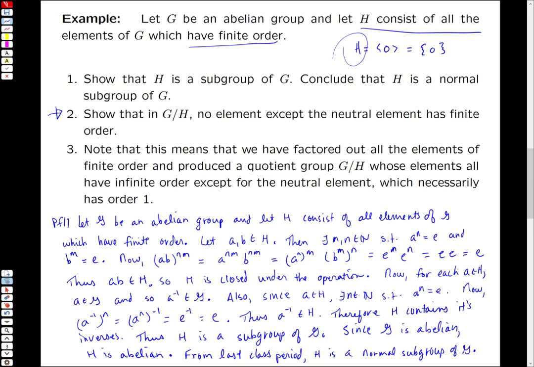Therefore, the example that we did is sort of a motivation for this example right here. The only element that we had in G mod H that had finite order was H itself. H was the only one that had finite order in G mod H. Everything else had infinite order. And that's what they're asking us to show. Let me put another paper here.